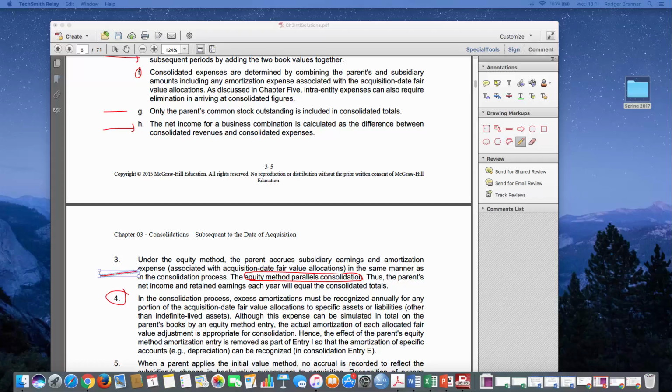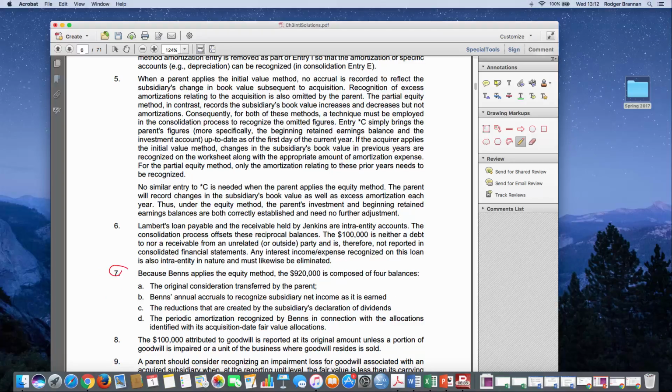Now, under consolidation, that is eliminated. And rather than adjusting simply the investment account, that amortization is added to the total expenses. So it's reflected in the consolidated financial statements of both the parent and the subsidiary.